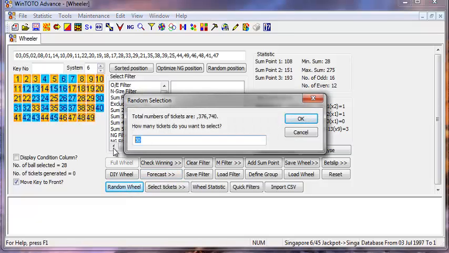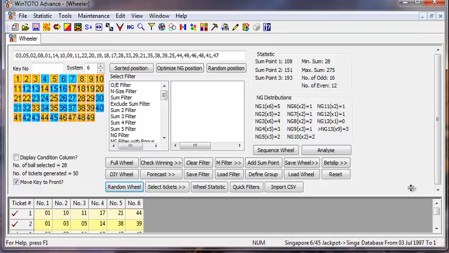So I'm just explaining to you that you can actually use this. Then of course, the best way, which I still recommend, is that if you can, go for full wheel.